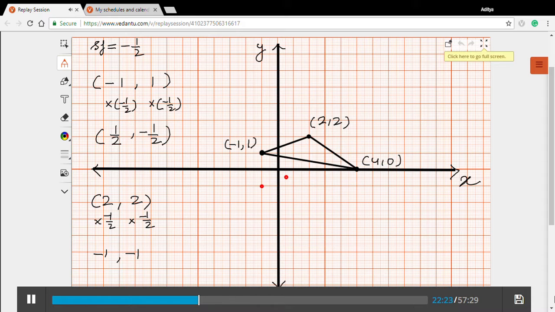Now we just join all of them. So that will be our dilated figure. It won't be enlarged, or you can say it's enlarged negatively, or that is just diminished, because the absolute value of our scale factor was less than 1. That's why it got decreased.